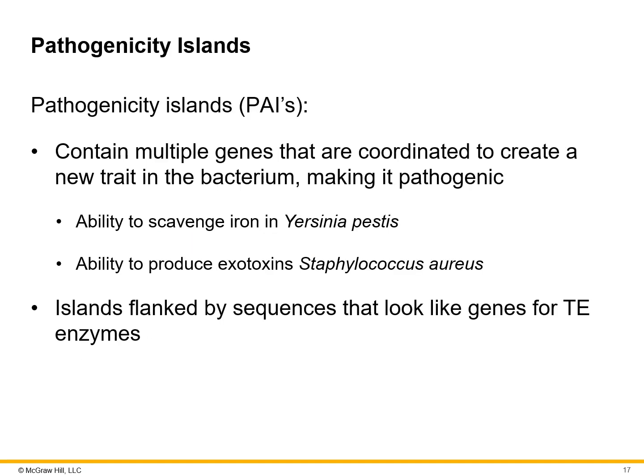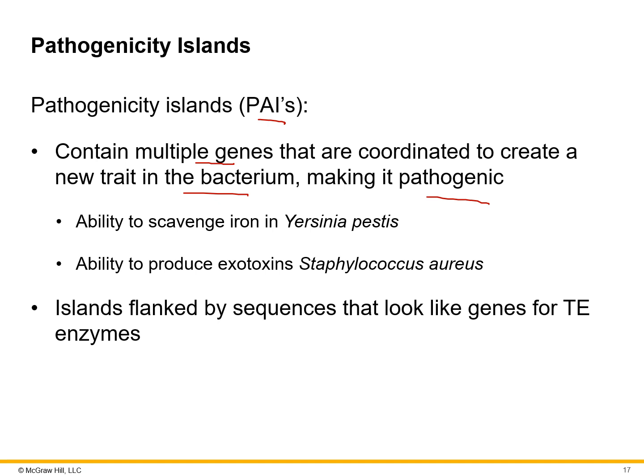So we have what are referred to as pathogenicity islands, PAIs, and these have multiple genes that are coordinated to create a new trait, so making it pathogenic. So again, when we're talking about horizontal gene transfer, we're talking about transposable elements. A pathogenicity island would be whenever genes are added that allow it to become pathogenic.